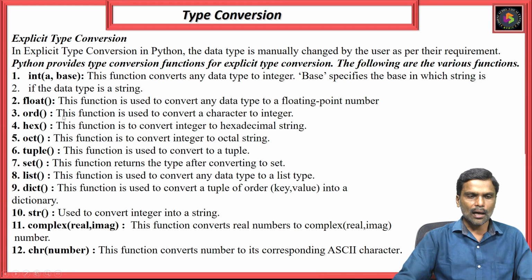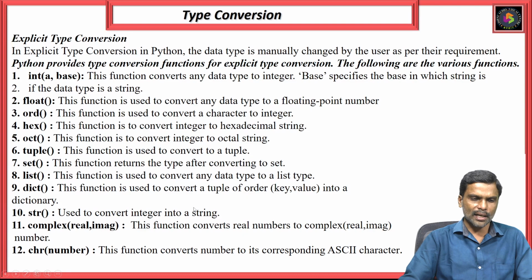Then hex. What is hex? This function is used to convert the integer to a hexadecimal string. Oct, similarly, is used to convert the integer to an octal string. Tuple is used to convert to a tuple. Then set, list, dictionary. These are functions used to convert the respective parameters. Here you can see a dictionary can convert a tuple of key-value pairs into a dictionary. str means string. It is used to convert the integer into a string.